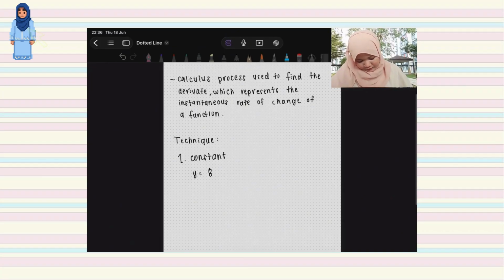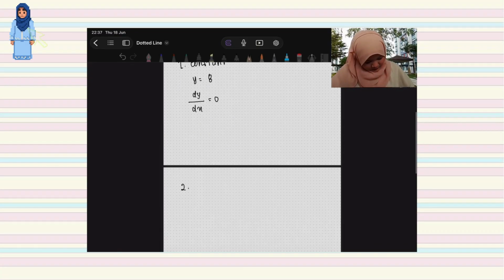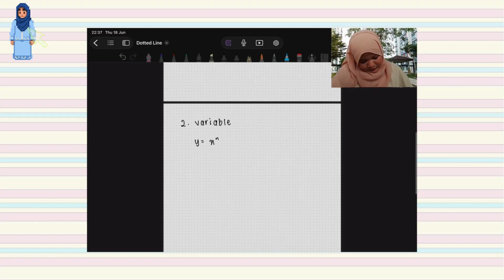Differentiating, dy over dx equals 0. Second one is variable. For example, y equals x to the power of n, which differentiates to dy over dx equals n x to the power of n minus 1.